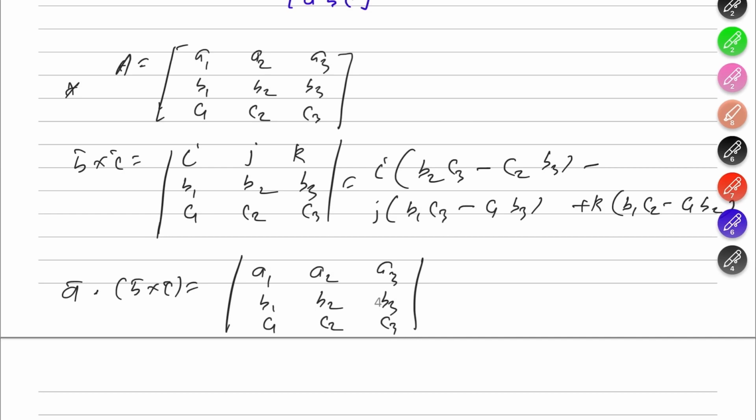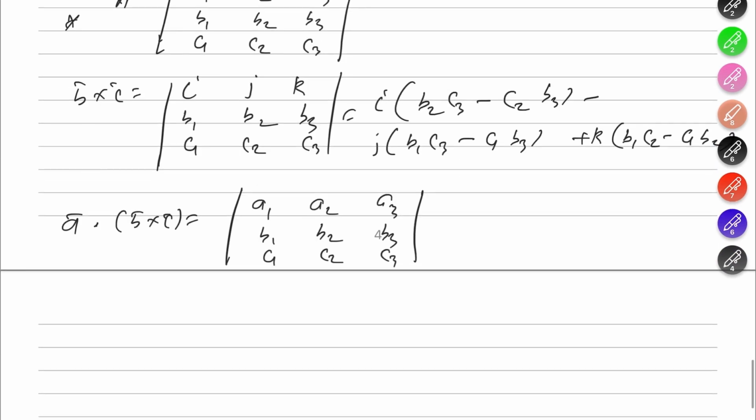Okay, so this is the matrix A. This is B cross C. This is A dot B cross C. So if we want to find the inverse, let's talk about this one. We know that D1, D2, D3. Recall that this was the vector D.